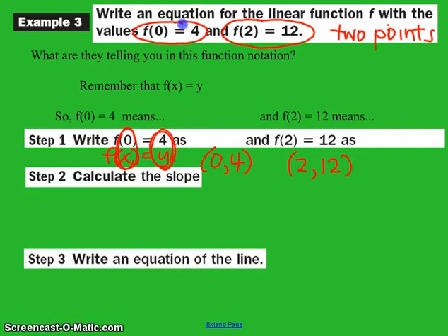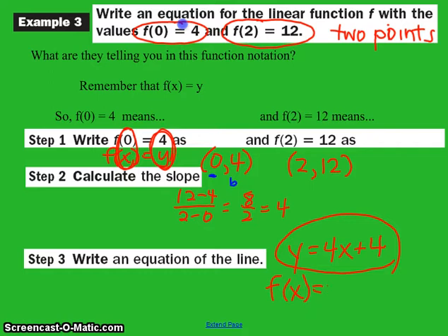Now that I have two ordered pairs, I can find slope, and I can find the y-intercept. My slope is 4. My y-intercept, I'm looking at my ordered pairs, and I have a 0 for the x-coordinate. That means the 4 is my y-coordinate. The equation of this line is 4x plus 4 for y. Because this is a function, you technically should write this as f of x equals 4x plus 4, because y and f of x are the exact same thing, but I would always take y equals.